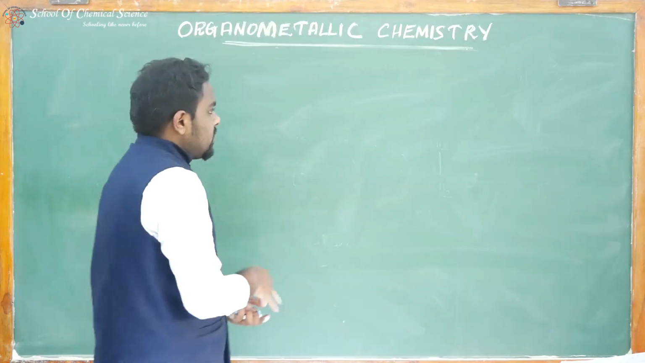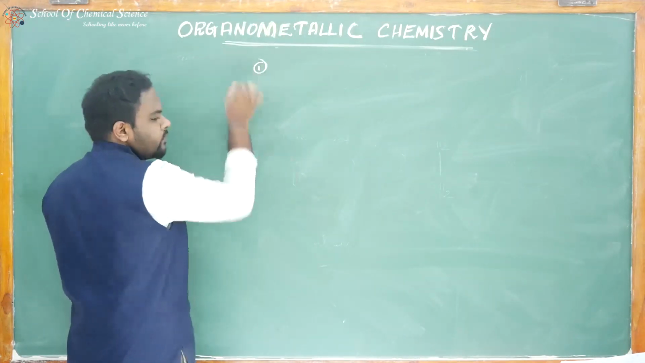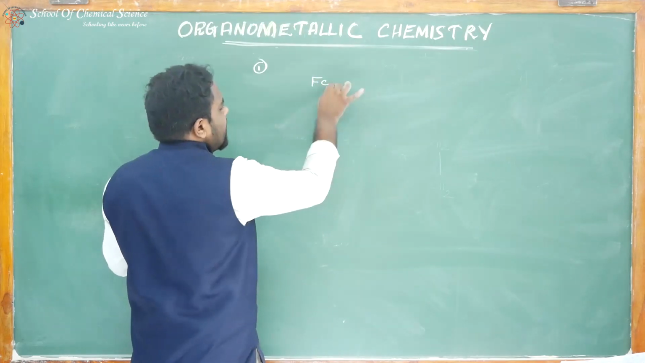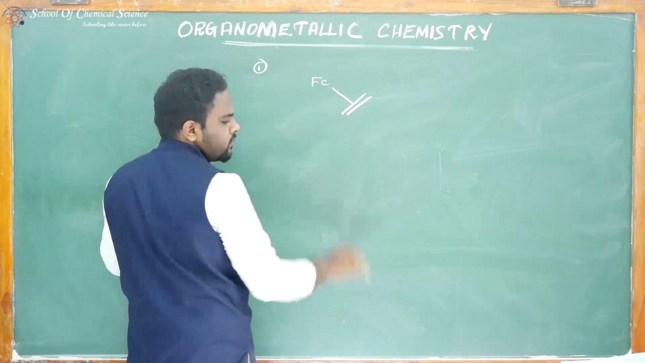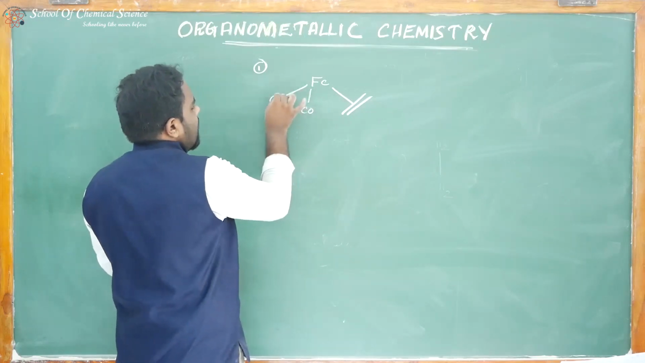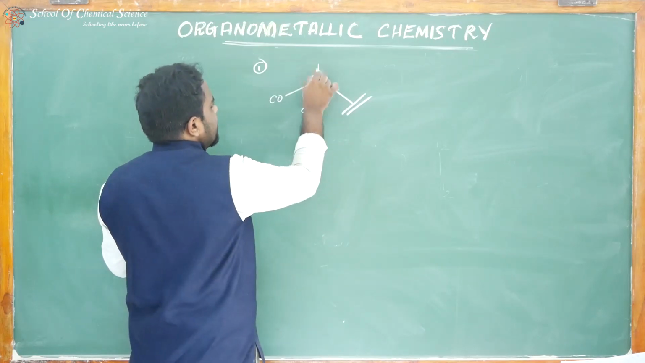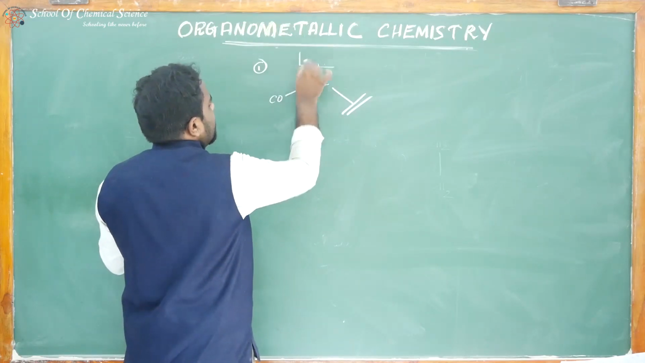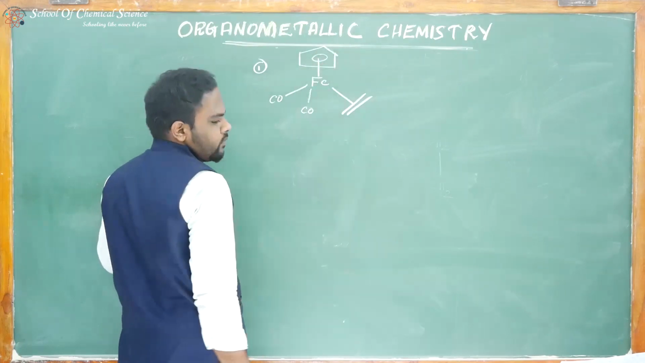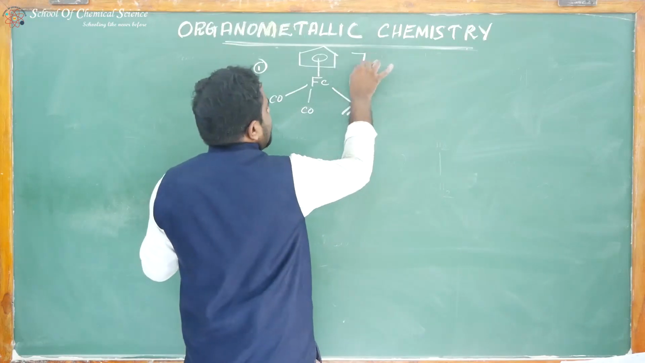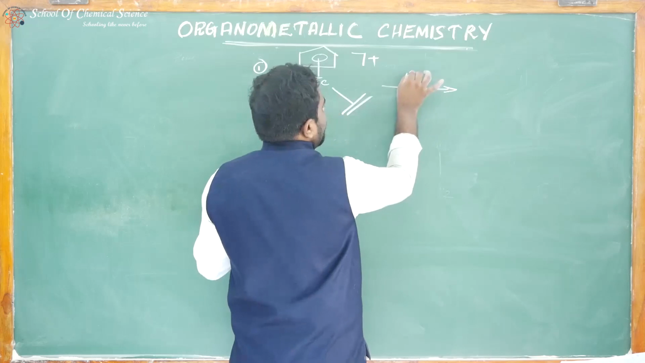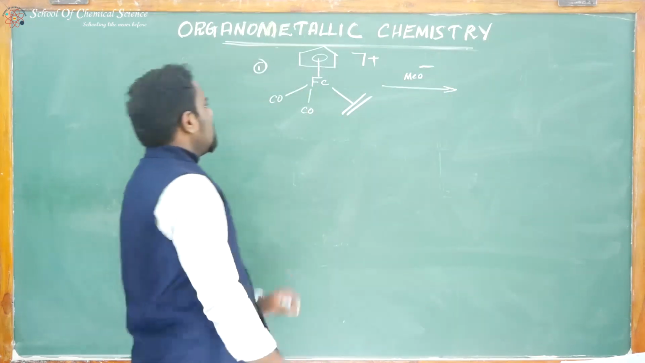So our first question: Fe coordinated to an alkene. Here a carbon monoxide is there, and it is connected to Cp. Okay, overall charge plus, on reaction with a nucleophile, MeO minus.